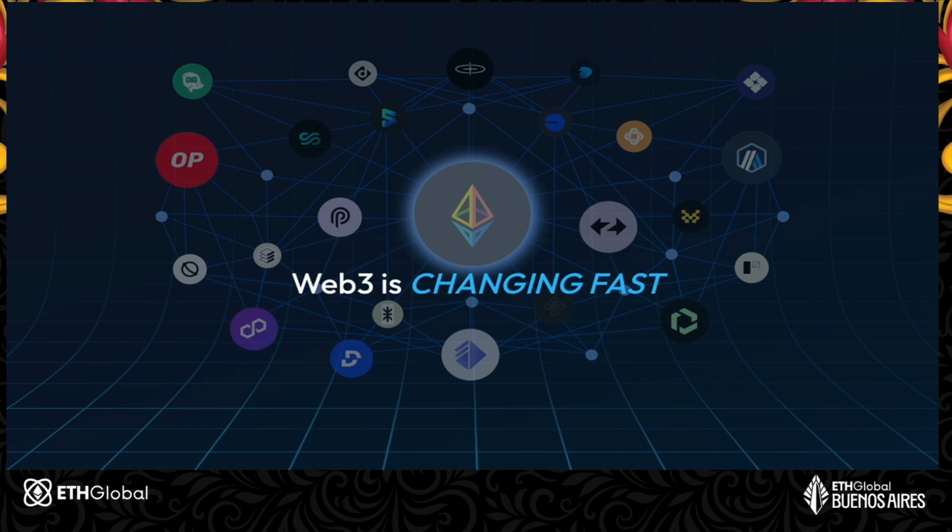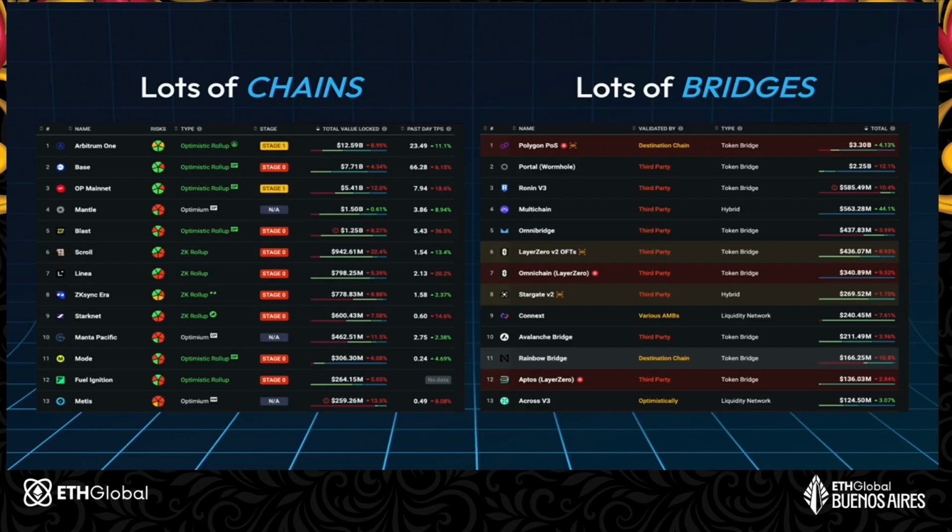Web3 is changing fast. There are too many things going on. There are too many chains launching, L2s, L1s, and now we need to figure out the different UX. My funds are right now on Base, then they're on Hyperliquid, then they're on OP. Everything is so fragmented, and this is why we built something called Avail Nexus.